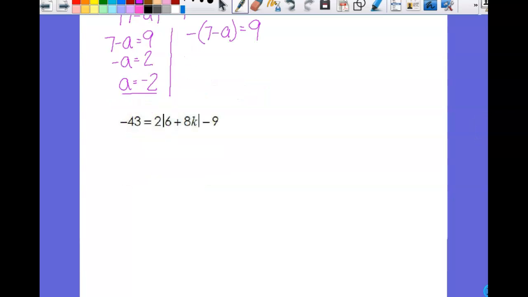What do I need to do first here? Distribute. Very good. So this is going to give me -7 plus a equals 9. Then I want to get a by itself. So that -7, I'm going to have to add it to both sides. So I get a equals 16. And then my answers are a is -2 and 16.